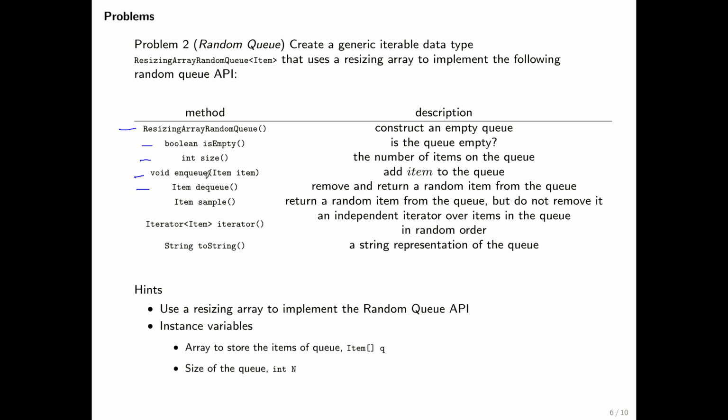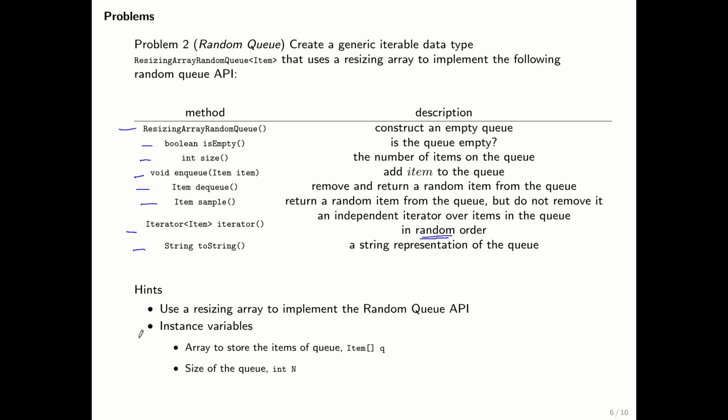Okay, so enqueue adds the item to the end of the queue, whereas dequeue removes and returns a random item from the queue. Okay, and then sample is a method that returns a random item from the queue but does not remove it. Okay, and then iterator gets you an independent iterator over the items in the queue in random order. So each time you iterate over the random queue, you're iterating over it in a random order. Right? And then finally, there is the toString method that returns a string representation of the queue.